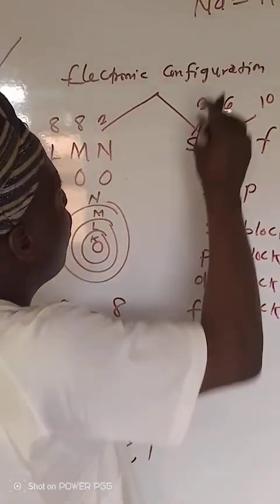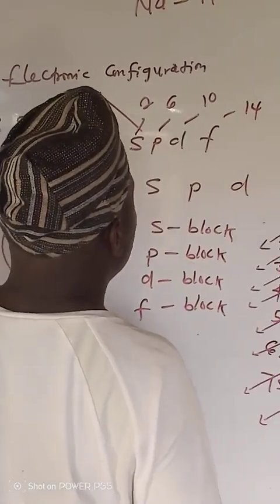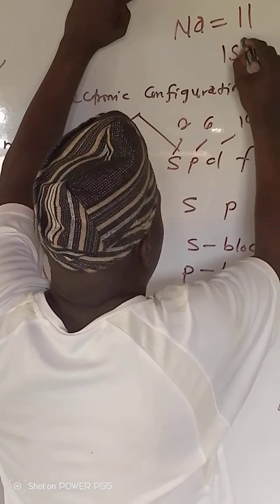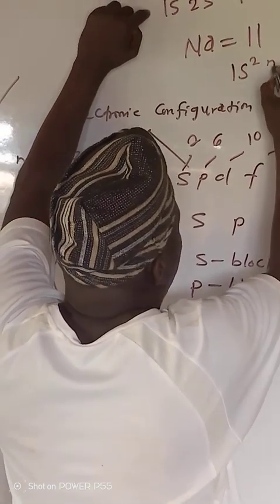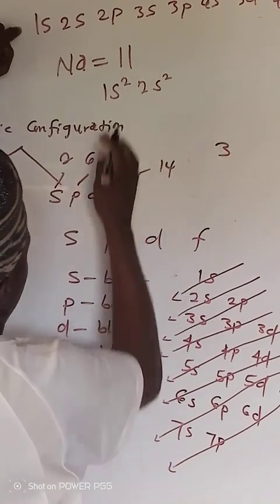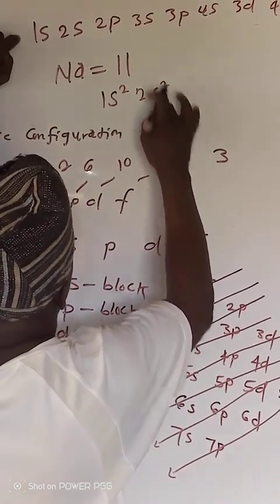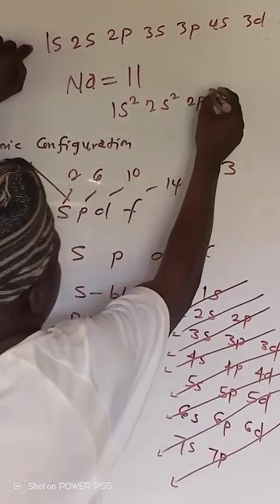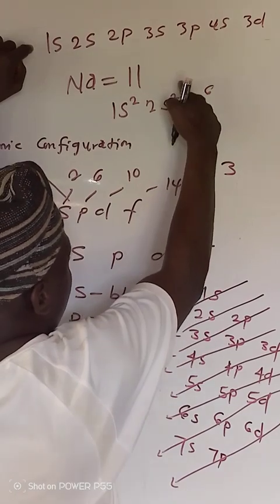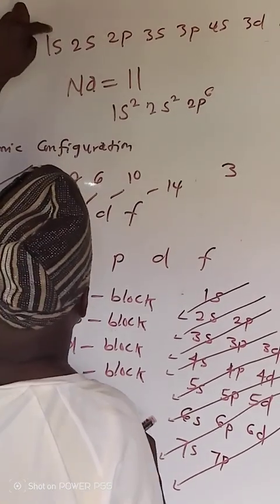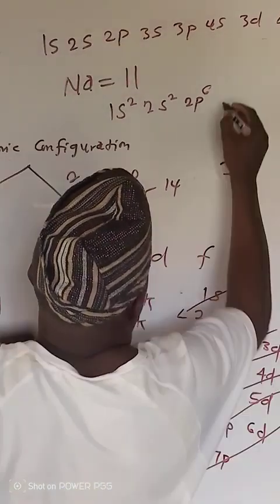Now, for the sodium, we have 1s2, right? We still have another S, which requires 2: 1s2, 2s2, 2p. P requires 6. That gives 2 plus 2 is 4, plus 6 is 10, out of 11. So it is going to be 1s, 2s, 2p, 3s.